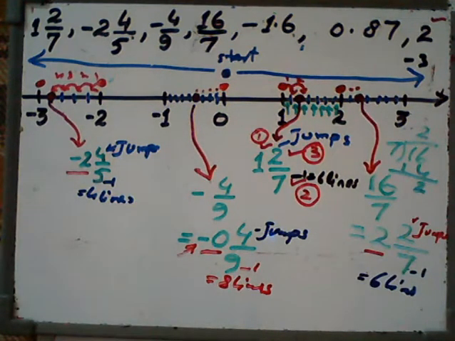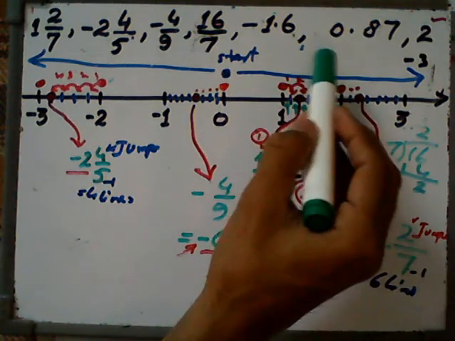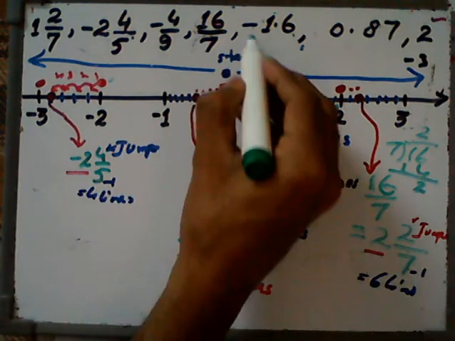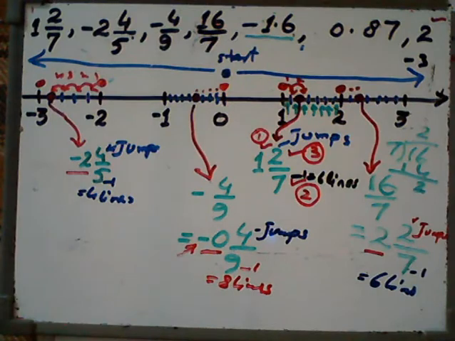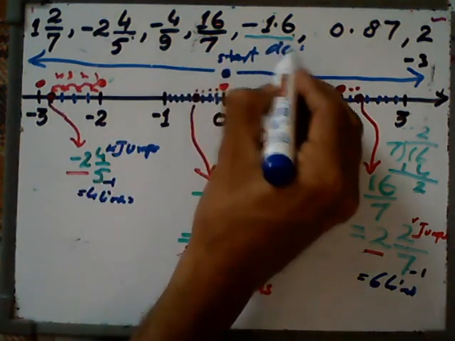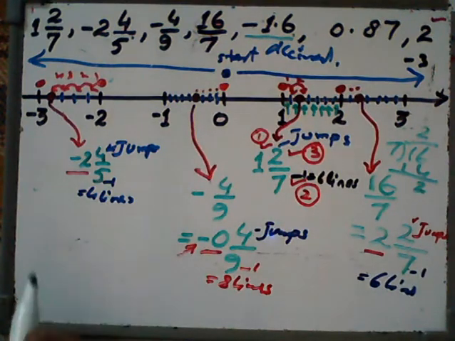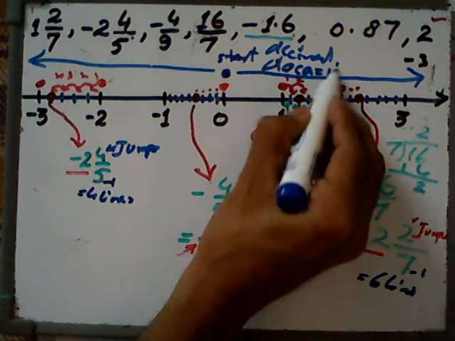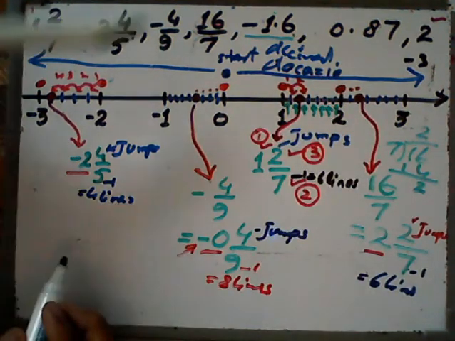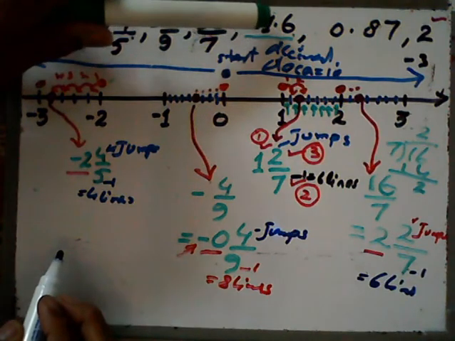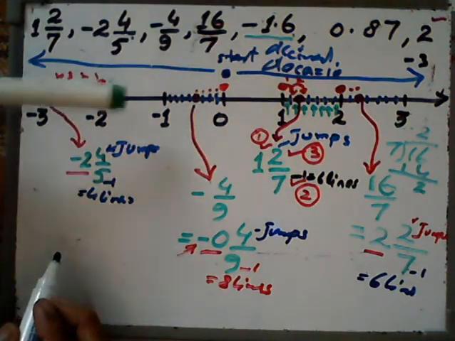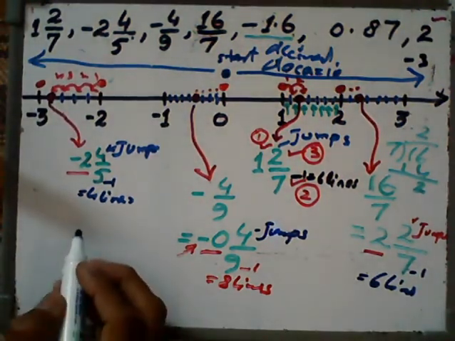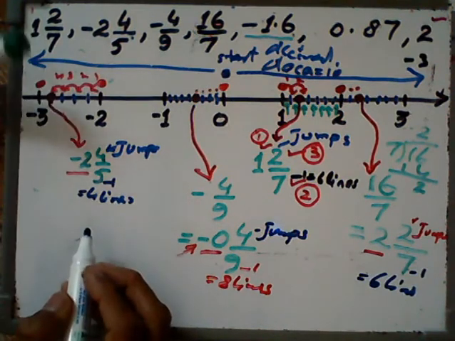Now come to the number which is minus 1.6. You can see that this is not a fraction, this is a decimal. What is meant by decimal? Decimal means deca. Deca means 10. So it means we will be splitting the interval from -1 to -2 into 10 equal parts. 10 equal parts means how many lines will we draw? 10 minus 1 means 9 lines.